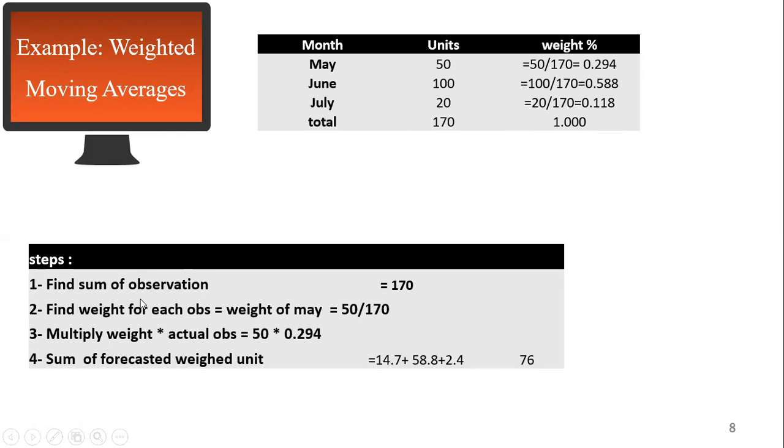Great. So let's see, after finding the weight for each observation, you have to multiply this weight, which you have calculated, times the number of units. So the weight times the number of units gives me 14.7. The weight times the number of units gives me 58.8. The weight times the number of units gives me 2.4. So the sum of all the weighted forecasts, when you add them together, gives you 76.